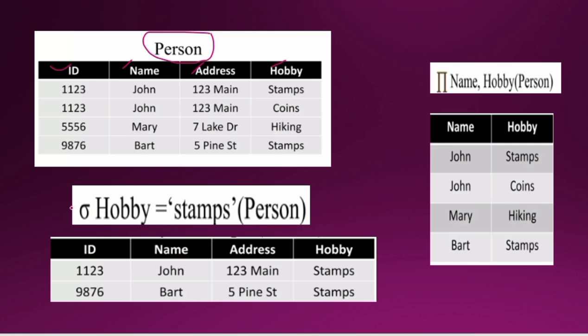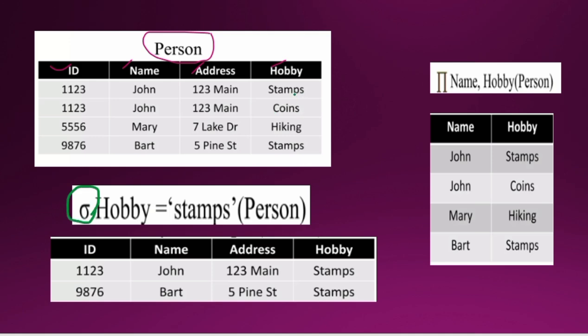Here the query is: I want to select the hobby from the table. Who has the hobby of stamps? The persons who have the hobby of stamps, I need to select them. So what I will do first is take this selection operator, select. What is the condition?